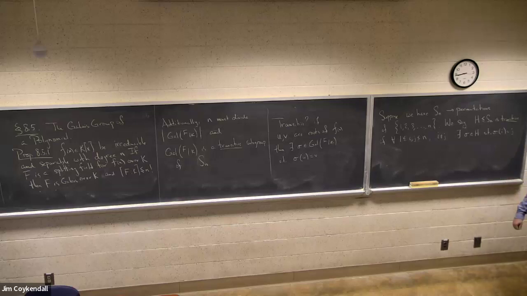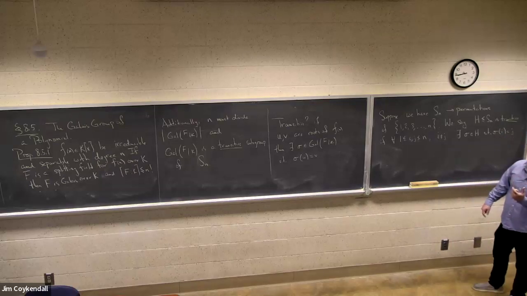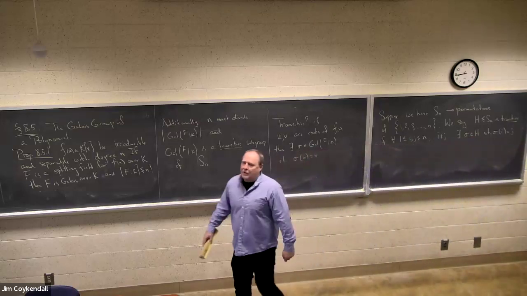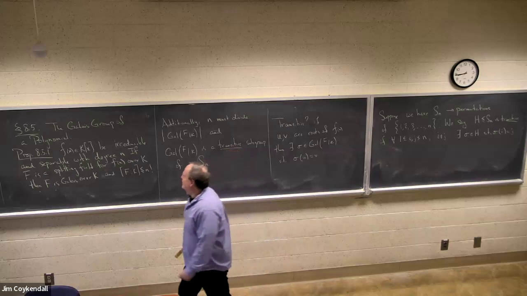Now, Sn itself is transitive, right? Because if I want to take i to j, all I have to do is look at the transposition i j, right? The alternating group is also a transitive subgroup of Sn, with one exception.